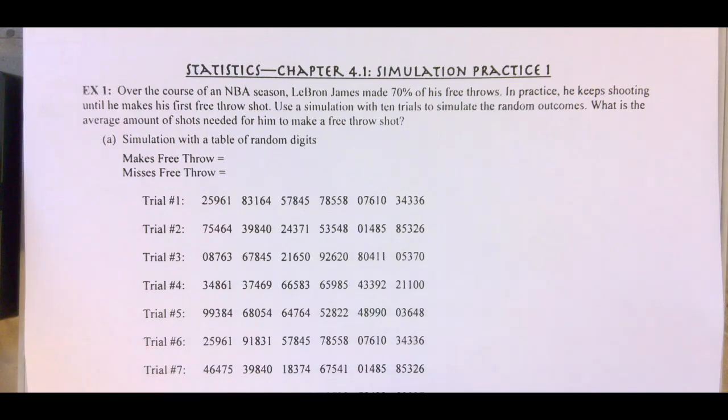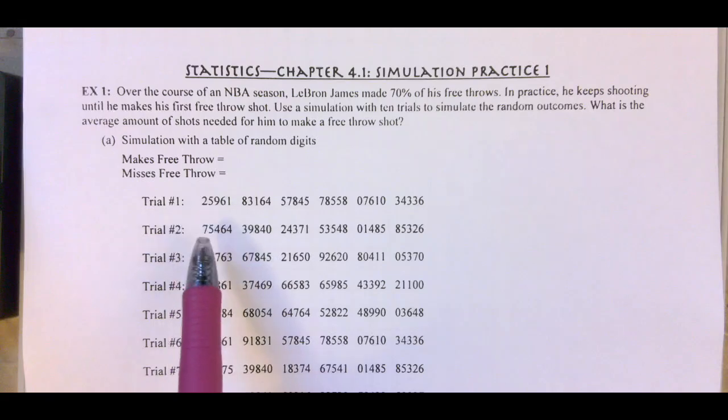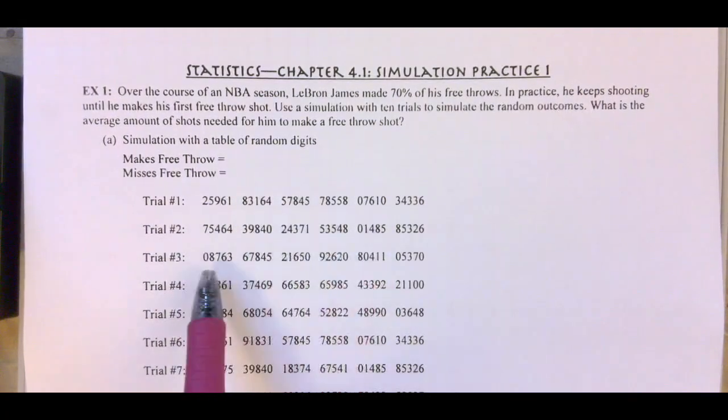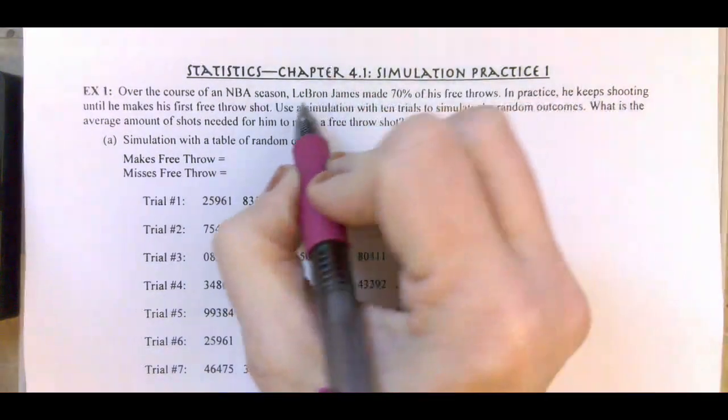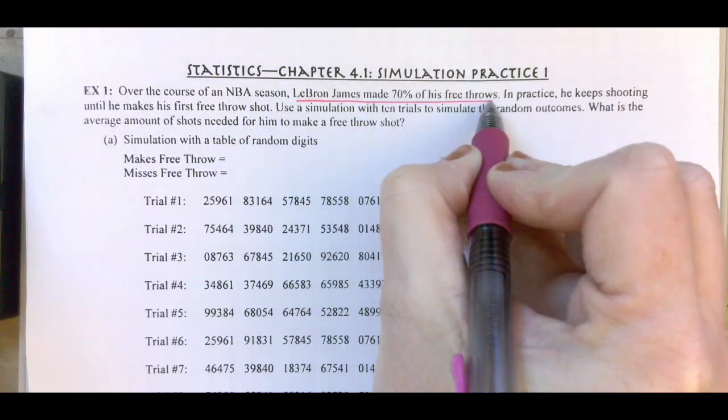We want to use a simulation with 10 trials to simulate the random outcomes. What is the average amount of shots needed for him to make a free throw shot? Okay, so we're going to first run this using digits that are generated with our table, right? That table of random digits. Now, I've given you essentially for the trials strings of random digits from our table. What we have to do first is figure out how we use this figure presented first.